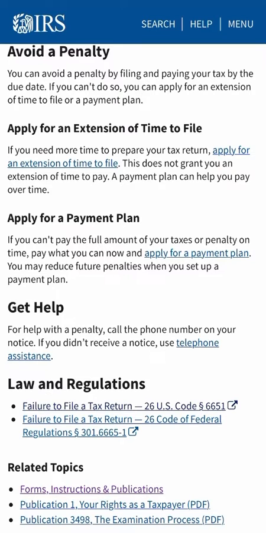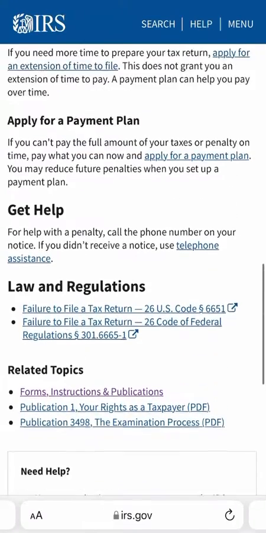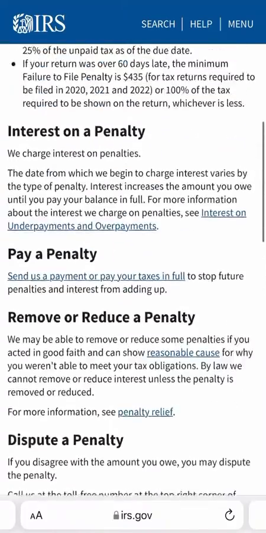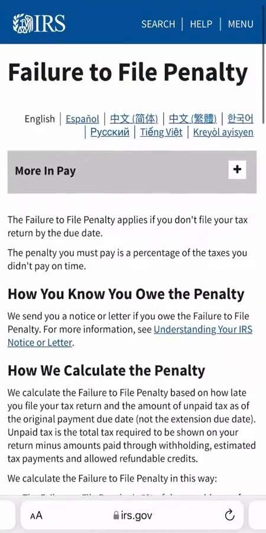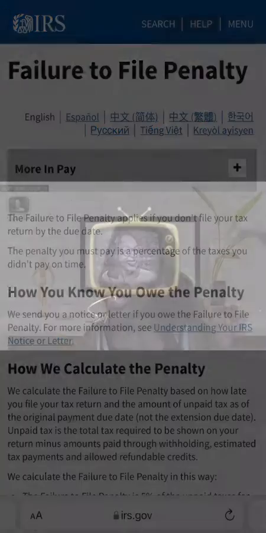You could also apply for a payment plan, as I mentioned, if you can't pay your full amount of taxes in full, and this could really help you with applying for it ahead of time instead of waiting. So pay what you can now and then apply for a payment plan, and you may even be able to reduce future penalties when you do that.